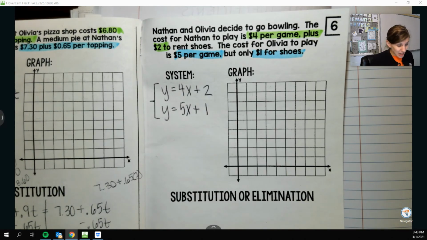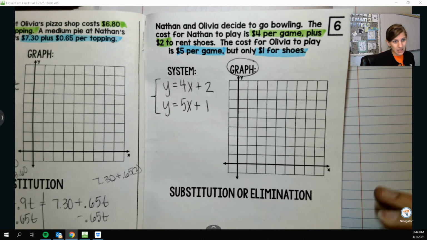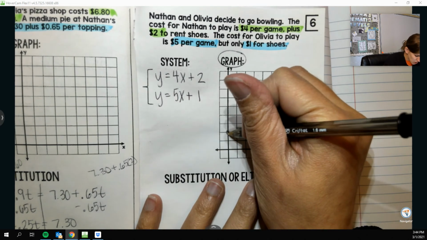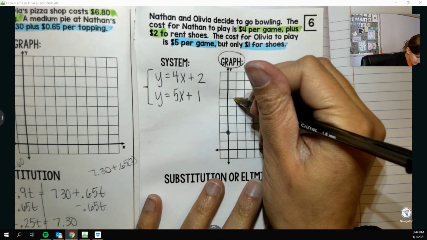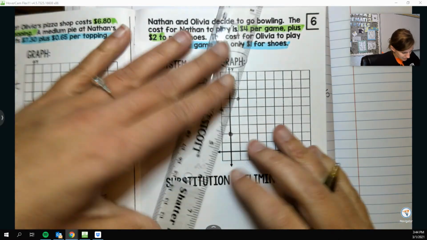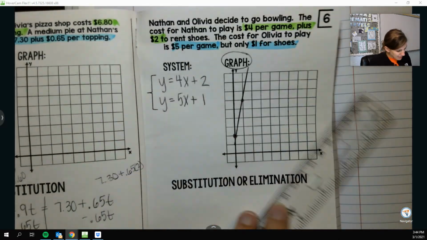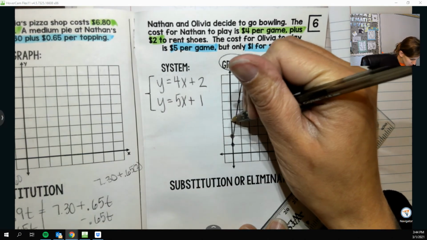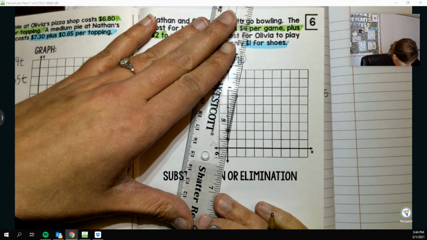So I feel like our best bet is to either graph or do substitution like we did on the last one. And just for funsies, because I love graphing so much, I'm going to end with a graph. So this top one, I would start at 2 and then do a slope of 4. So up 1, 2, 3, 4 over 1. Get my straight edge. And then for that bottom one, I would start my y-intercept at 1 and then do a slope of 5. So up 1, 2, 3, 4, 5 over 1. Ooh, look at that. They cost the same amount right there.